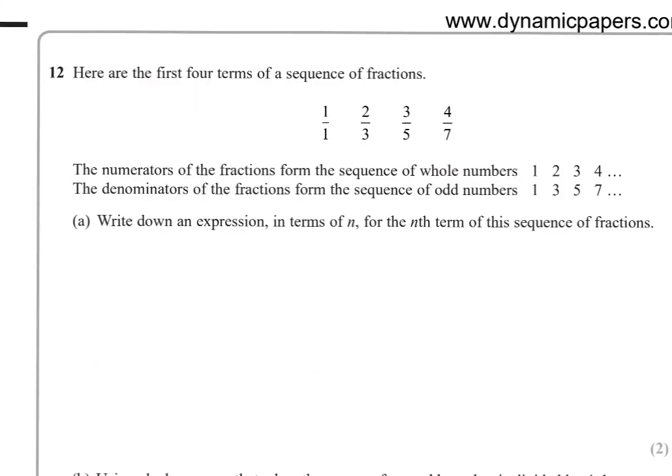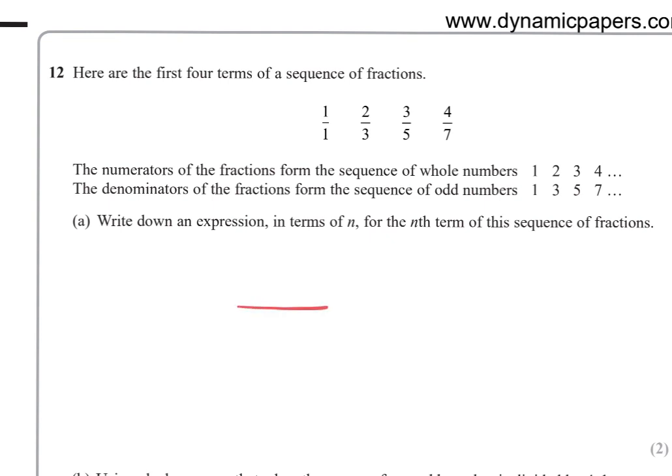Number 12. Here are the first 4 terms of a sequence of fractions: 1 over 1, 2 over 3, 3 over 5, 4 over 7. The numerators of the fractions form a sequence of whole numbers 1, 2, 3, 4, and so on. The denominators of the fractions form the sequence of the odd numbers 1, 3, 5, 7. Write down an expression in terms of n for the nth term of this sequence of fractions.